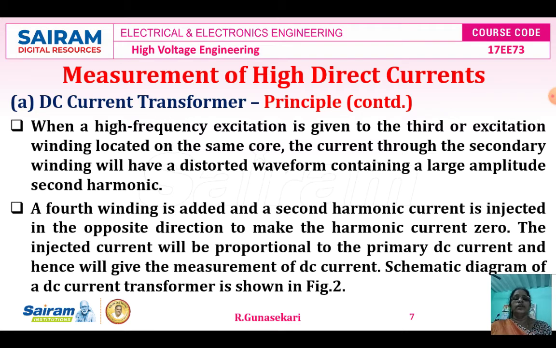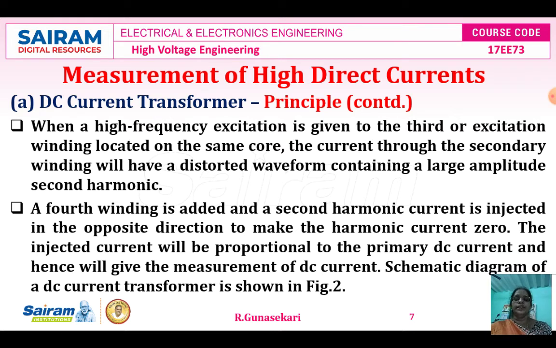The third winding, or the existing winding located on the same core: the current through the secondary winding will have a distorted waveform containing a large amplitude second harmonic. So this second harmonic current is eliminated by using the fourth winding added to the DC current transformer.